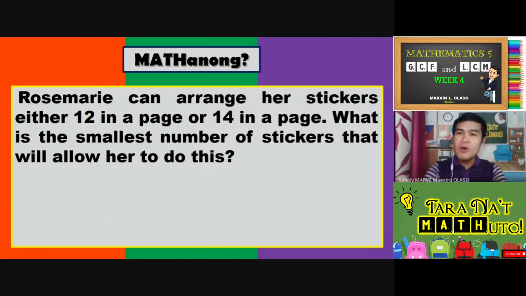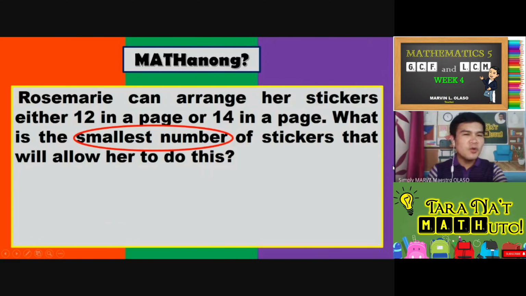So, si Rosemary daw ay pwedeng mag-arrange ng stickers niya. Pwedeng by 12 sa isang page, pwede ring 14 sa isang page. Ngayon, ang tanong, ano yung pinakamababang bilang ng stickers na pwede niya arrange doon sa type of arrangement niya? Yung 12 in a page, 14 in a page. So, what's the clue word na nagbibigay ng idea sa inyo kung ano ang inyong gagawin? Yes, we have smallest number.